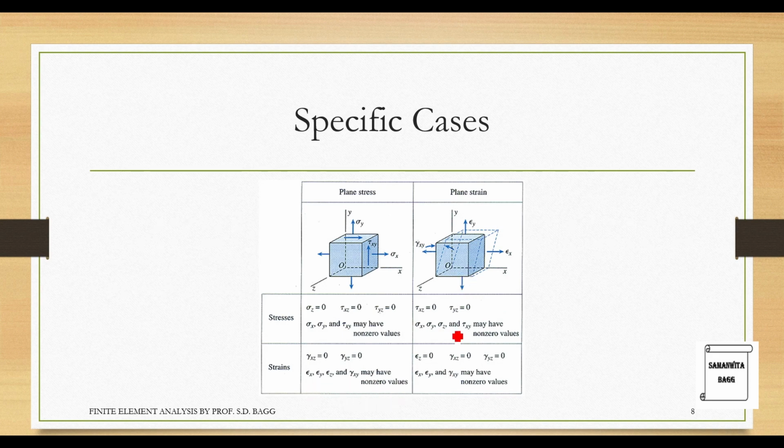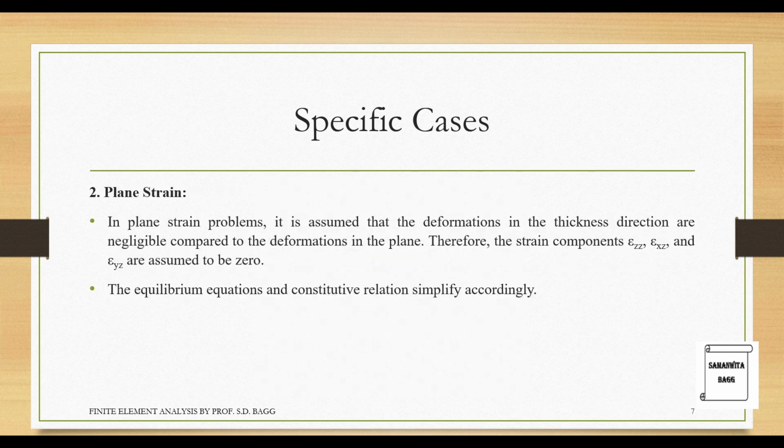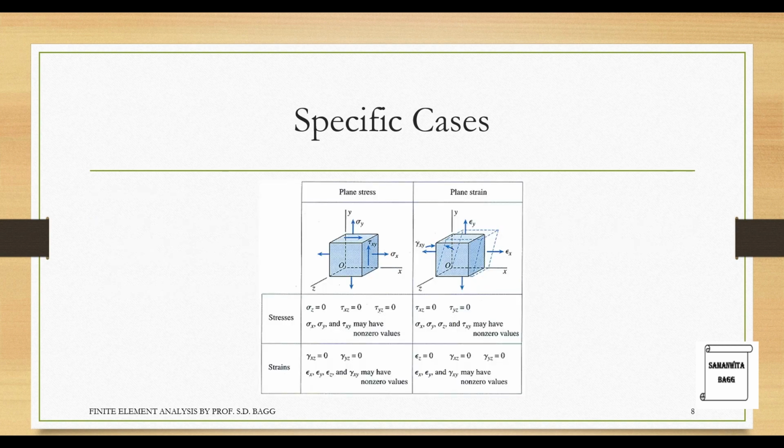When you talk about the strains over here, epsilon z is 0, gamma xz is 0, gamma yz is 0, and epsilon x, epsilon y, and gamma xy may have non-zero values. So that's what we are talking about for the plane strain condition here. Now you can see this is epsilon x, epsilon y, and gamma xy. These are the ones which have non-zero values. Now, I have not given you the equilibrium equation and the constitutive relation here. You can also discuss those equations, and that is what is used in FEA for solving the numericals.